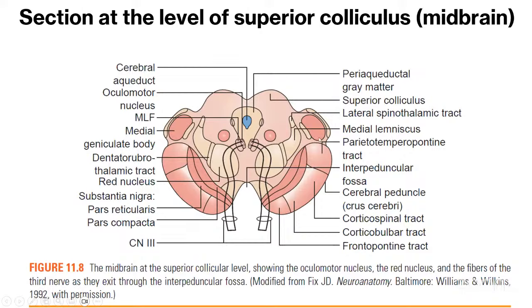parieto-temporopontine fibers. And also at the level of midbrain, we can see the red nucleus. Beside the red nucleus, the dentatorubulothalamic tract is there. And beside this is the medial lemniscus, which we just discussed. And this is the lateral spinothalamic tract. And this is the medial geniculate body. And here we see the MLF.